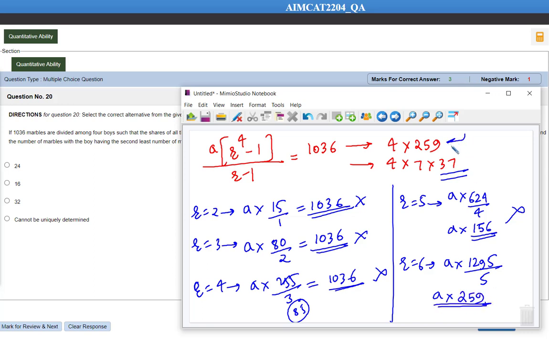This is divisible by 259, and I think r is equal to 6. Okay, it's risky to mark without checking, but I think r is equal to 6 is the only possible value. Okay, so is equal to how much? Is equal to 1036. So a is equal to 4.